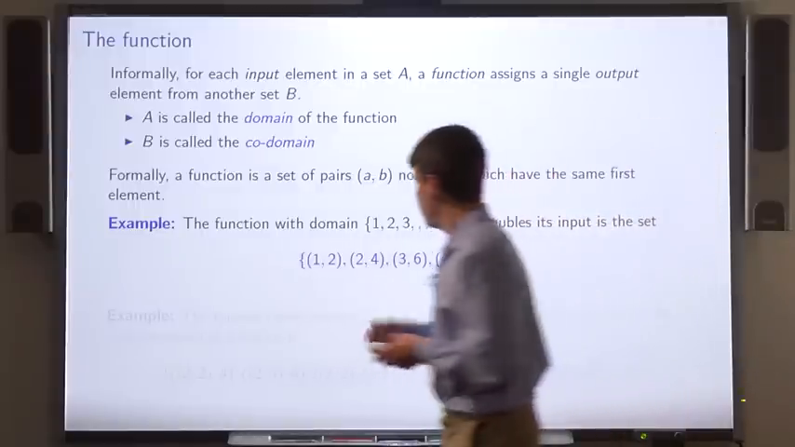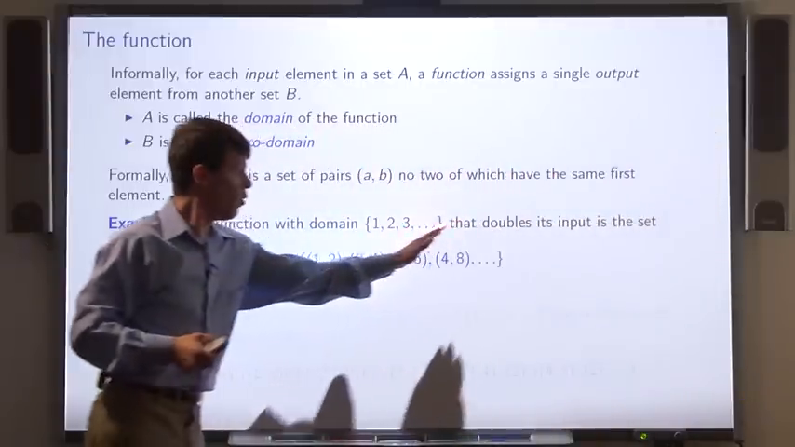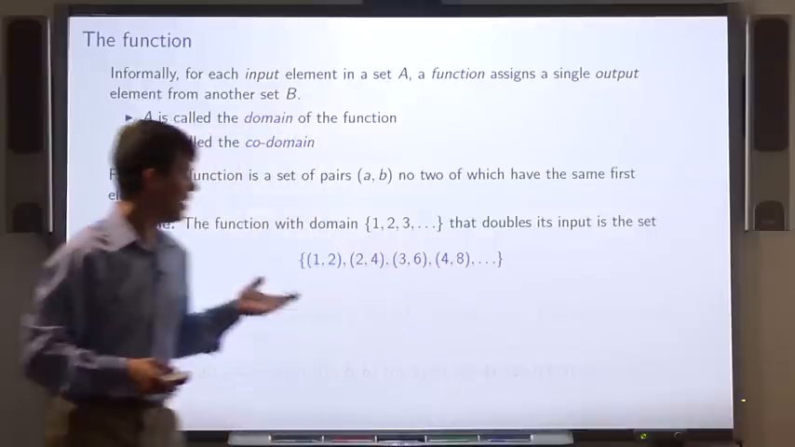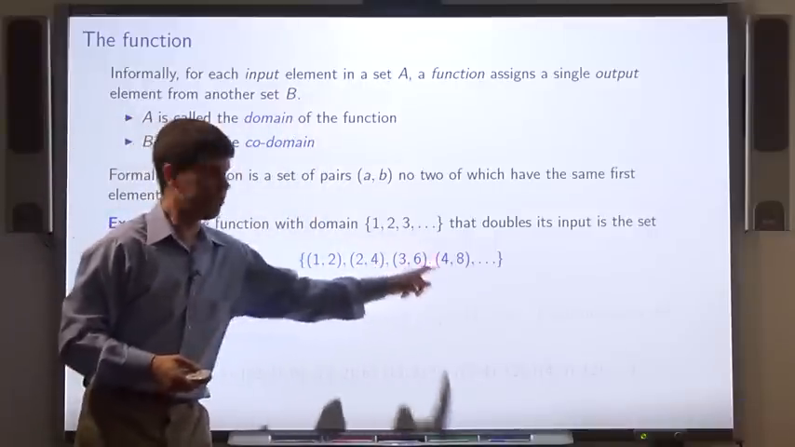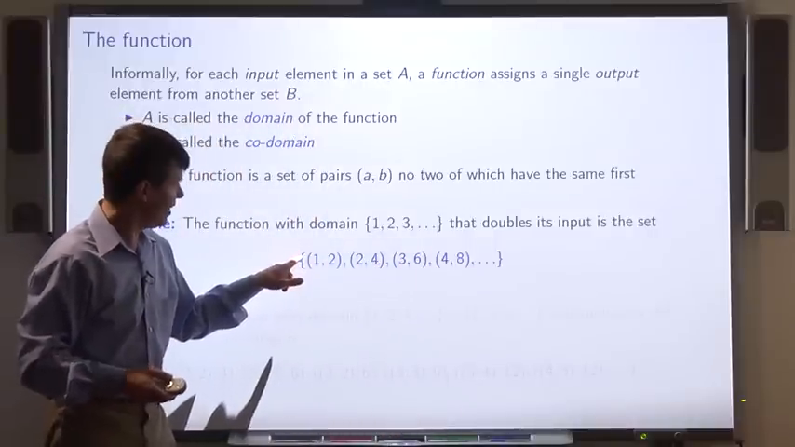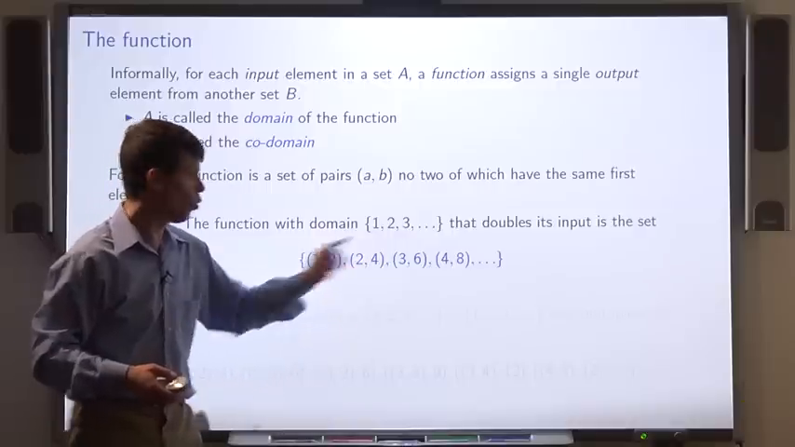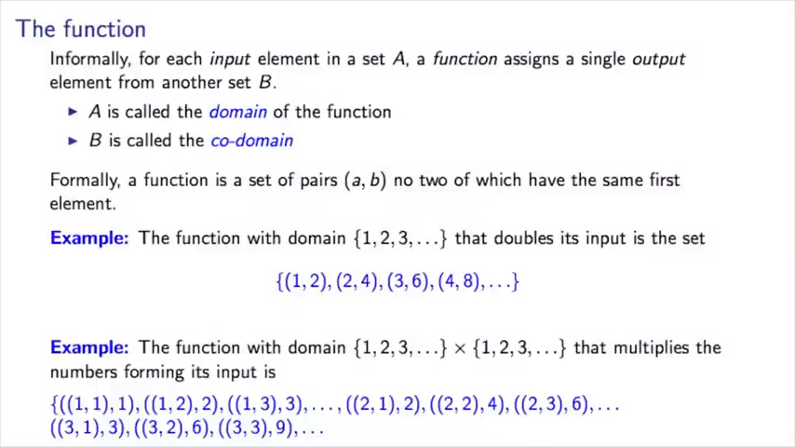So here's an example. The function with domain 1, 2, 3, and so on that doubles its input is represented by this set of pairs. The first element of the set is the pair 1, 2. The second is 2, 4, and so on. Here's another example. In this case, the domain is the Cartesian product of the positive integers with itself. And this function involves multiplying the two elements that form its input. So 2 times 2 is 4, 2 times 3 is 6, and so on.